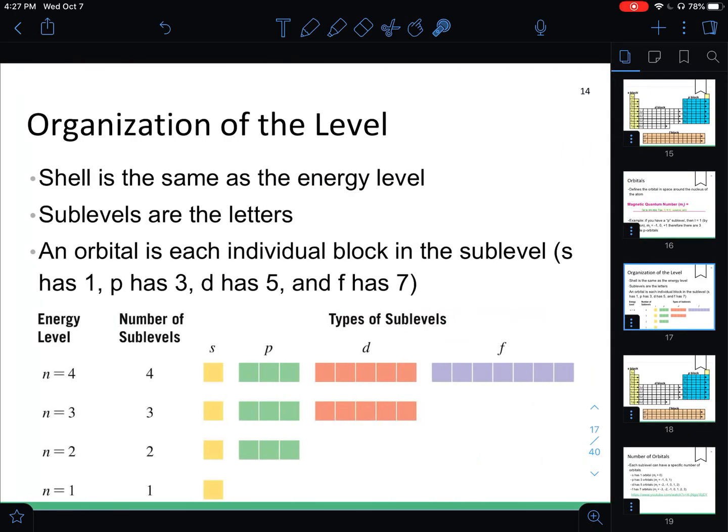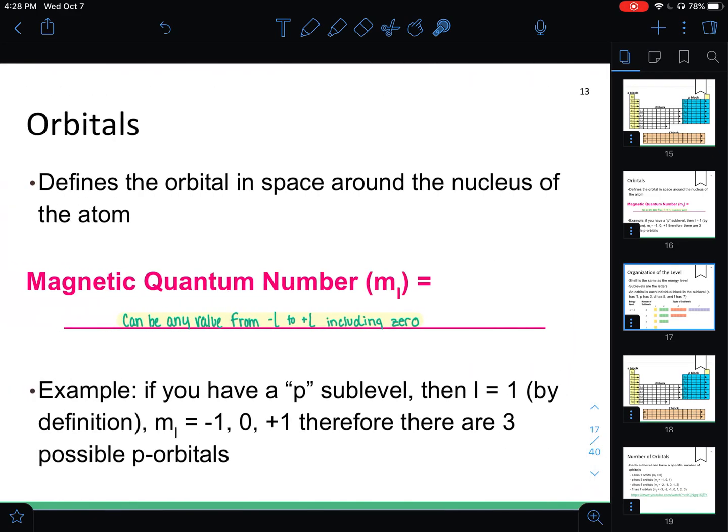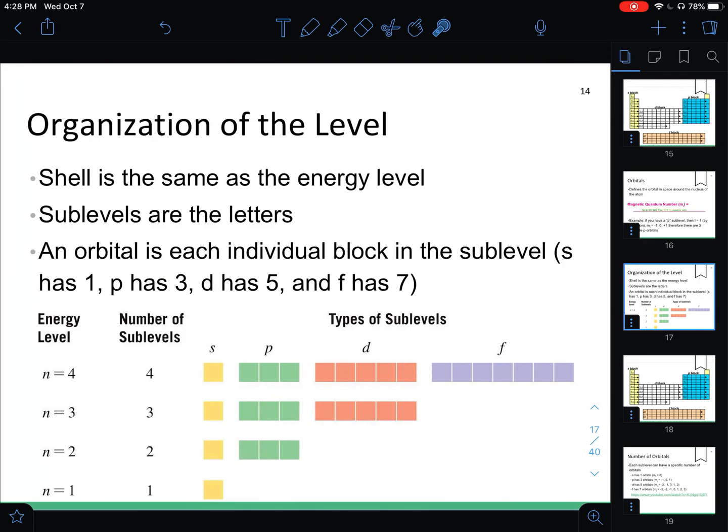Right. So organization of these levels, the shell is the same as the energy level. Right? We already talked about that, which is determined based on the period. Sublevels are letters, and then orbitals, or an orbital, is each individual block within the sublevel. So that was determined by the m sub L. So if you have that L equals 1, m sub L is equal to negative 1, 0, plus 1, and how we said there's 3 p orbitals. That's why there are 3 p orbitals in this diagram.